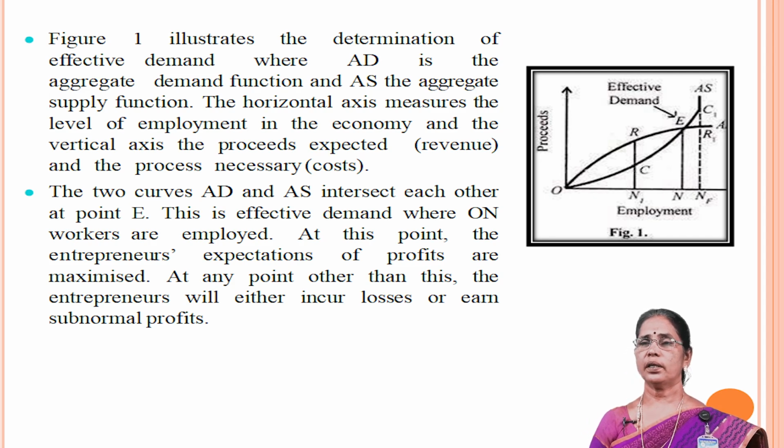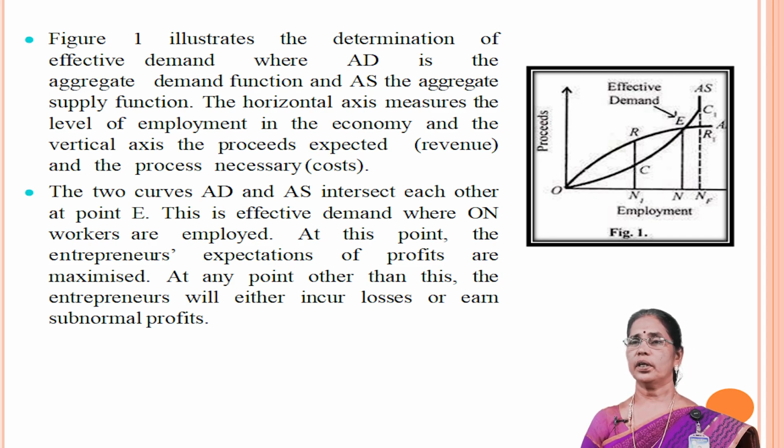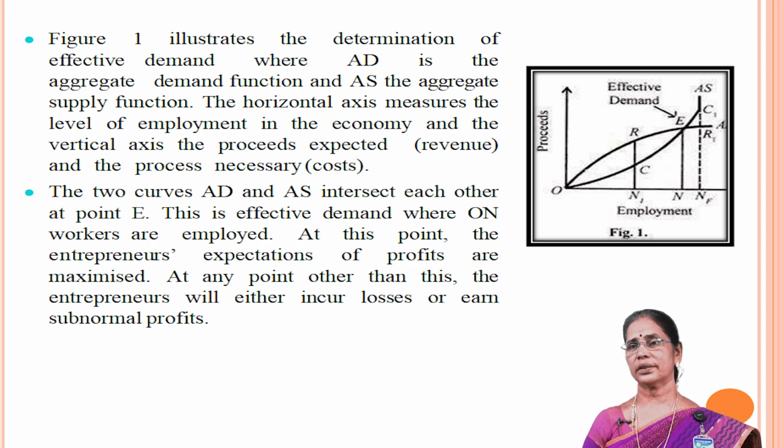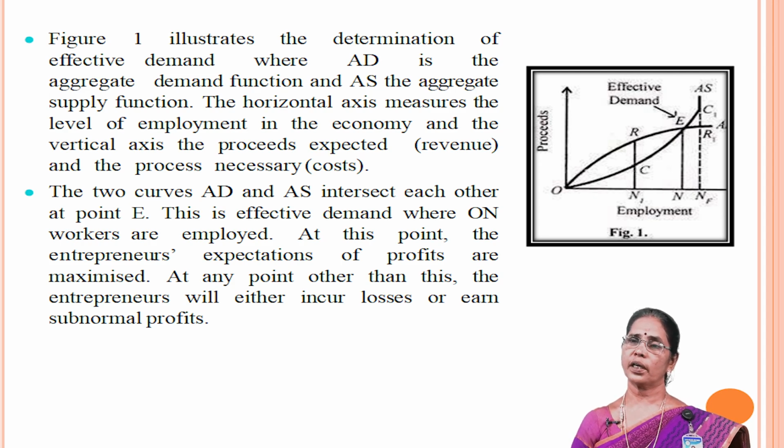Now let us see the diagrammatic explanation. Here we have to see the AS and AD curves, and these two curves intersect at the point E. This is called effective demand. Here the x-axis represents the level of employment in the economy and the y-axis represents cost and revenue in the economy.